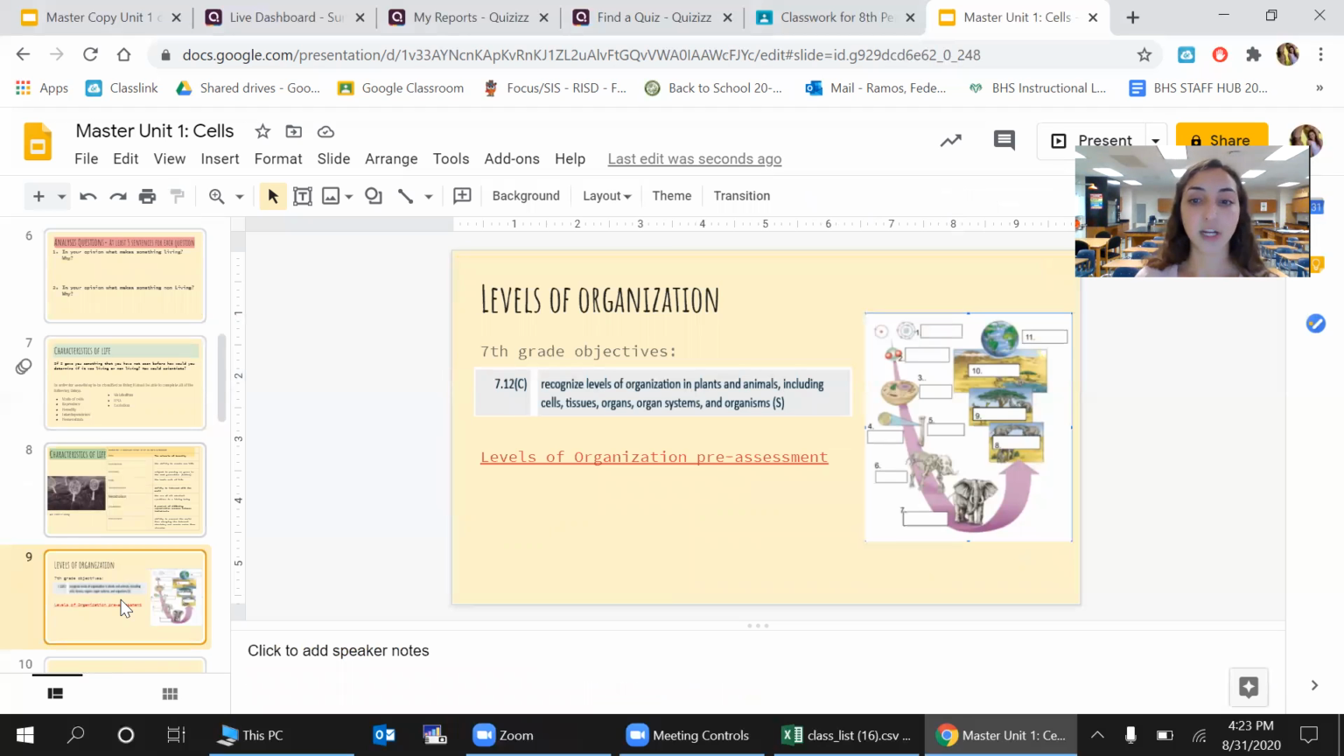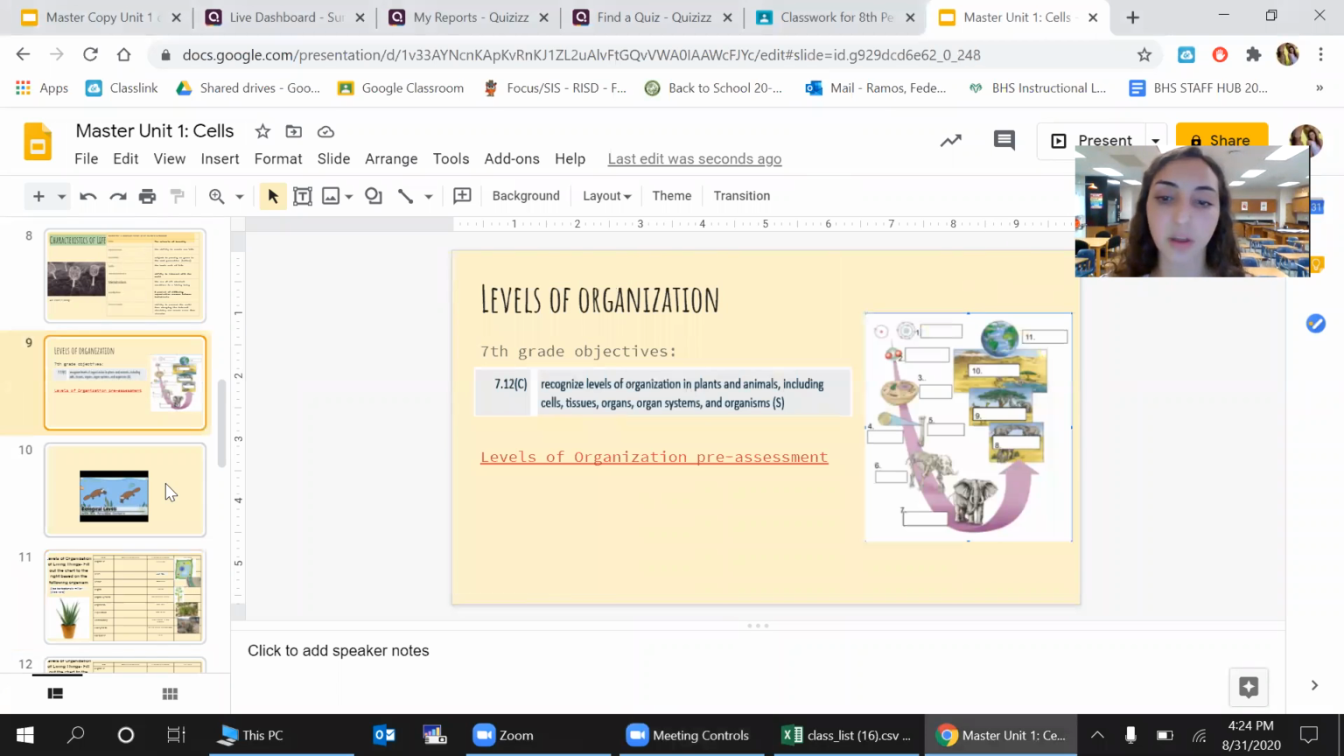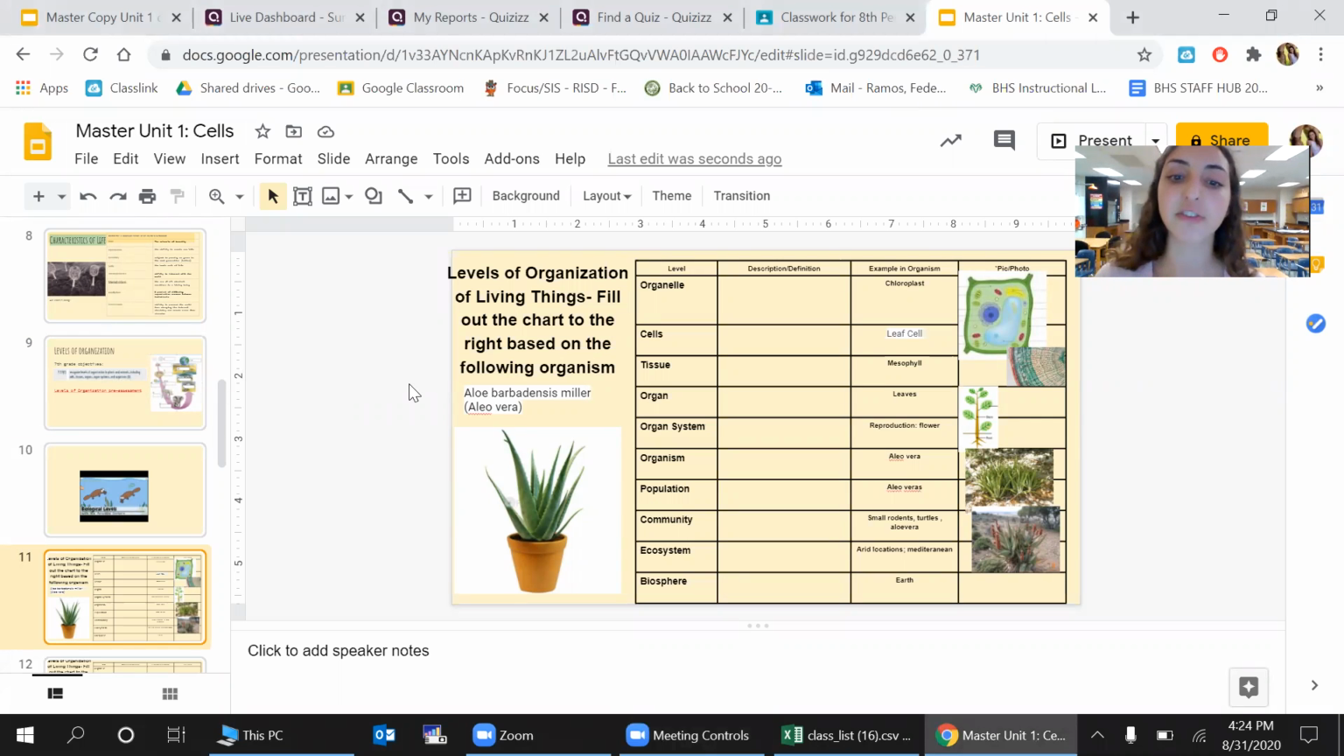In 7th grade, you should have learned the levels of organization. I'm saying biosphere for whatever reason, but going from big to small, we have biosphere, ecosystems, community, population, organisms, organ systems, organs, tissues, cells, organelles, smaller than that is going to be molecules, and then smaller than that is going to be atoms.